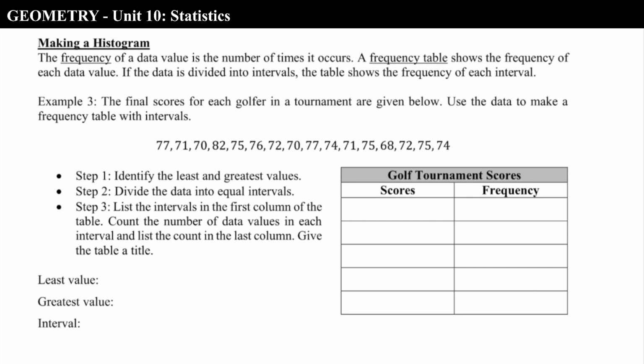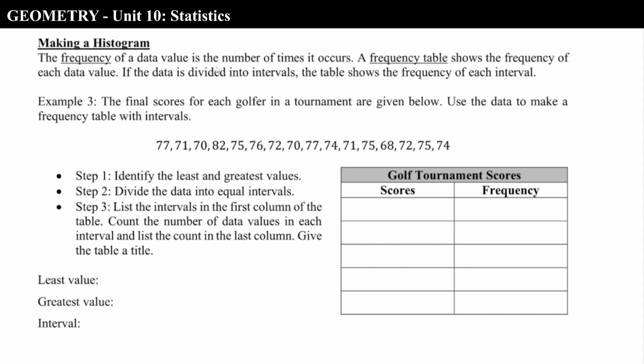Another way to display data is by making a histogram. The frequency of a data value is the number of times it occurs. A frequency table shows the frequency of each data value. If the data is divided into intervals, the table shows the frequency of each interval. So in this example, we're going to take this data and identify the least and the greatest values, divide the data into equal intervals, and then list the intervals in the first column of the table. And then we're going to count the number of data values in each interval and list the count in the last column, and then we'll give the table a title, which is already done for you here.